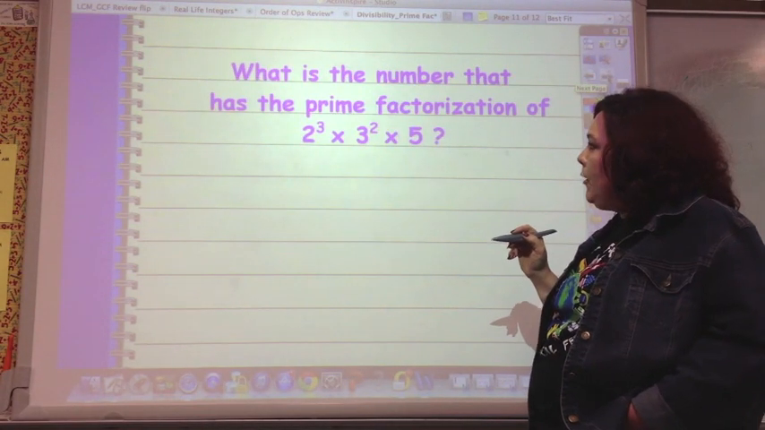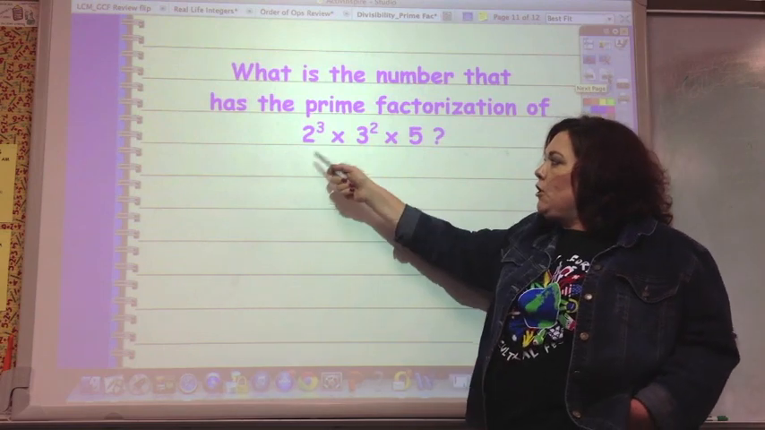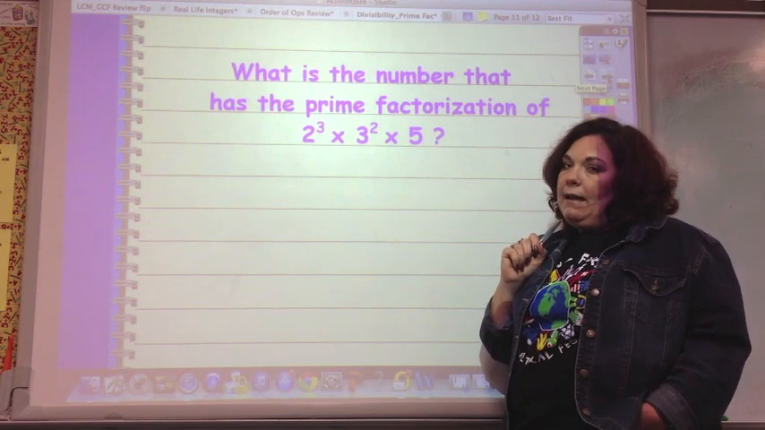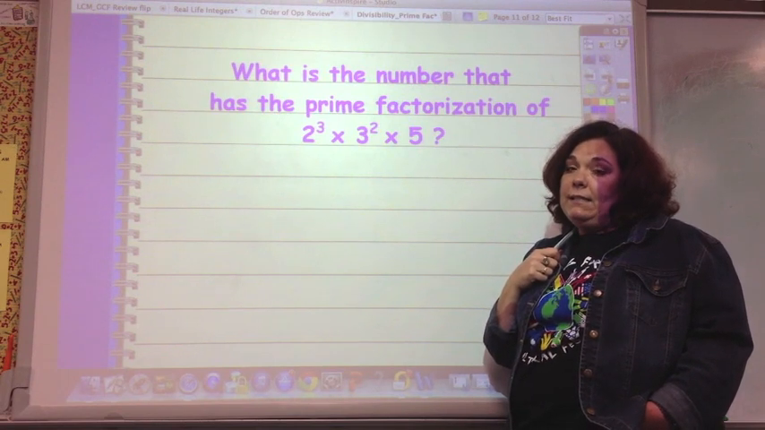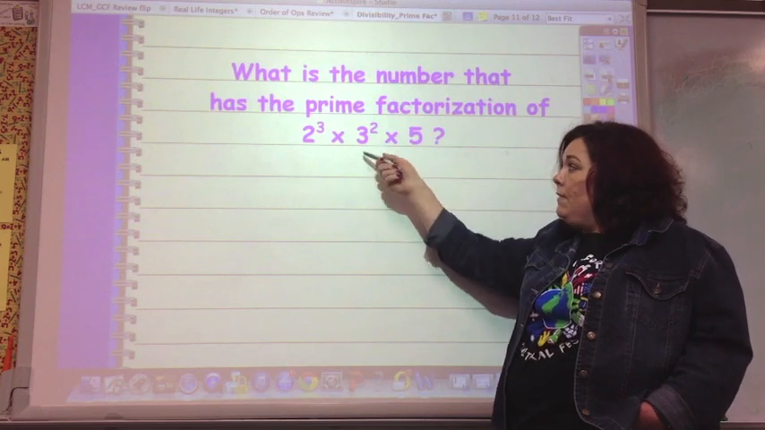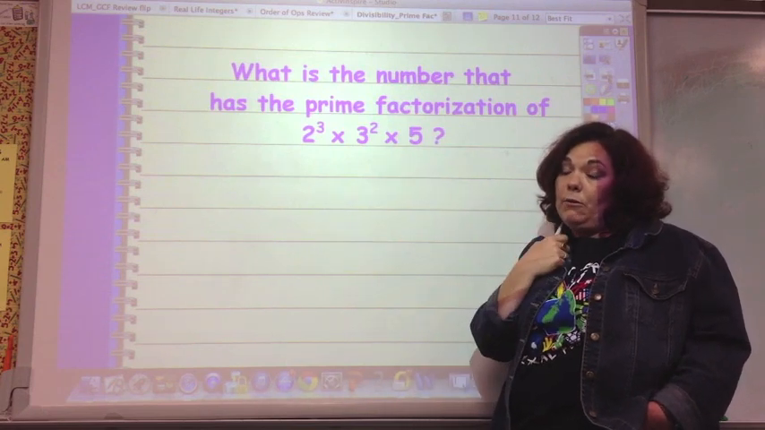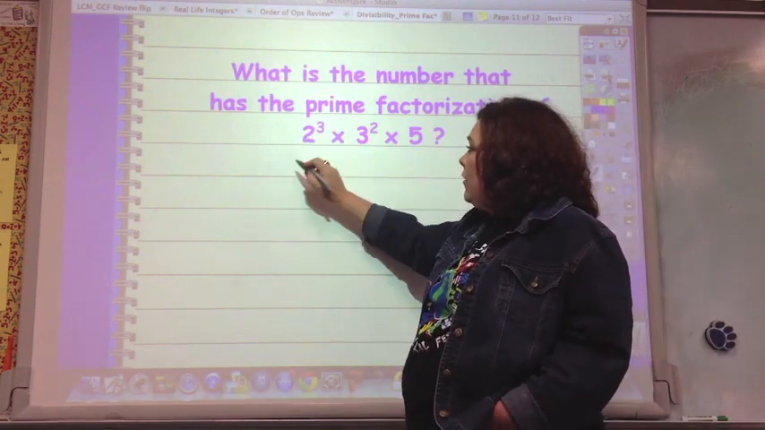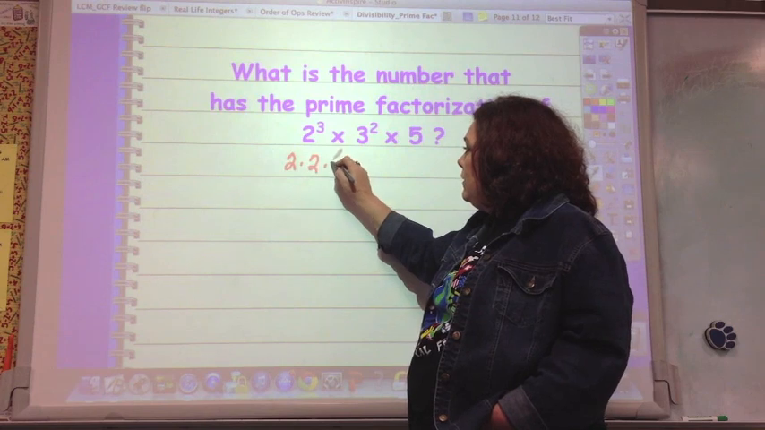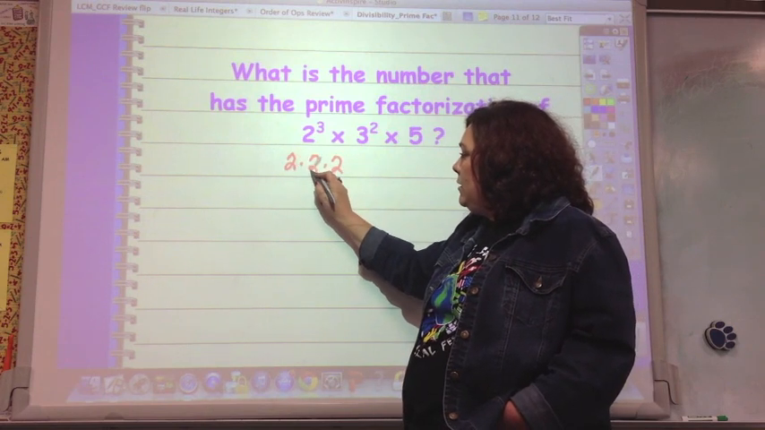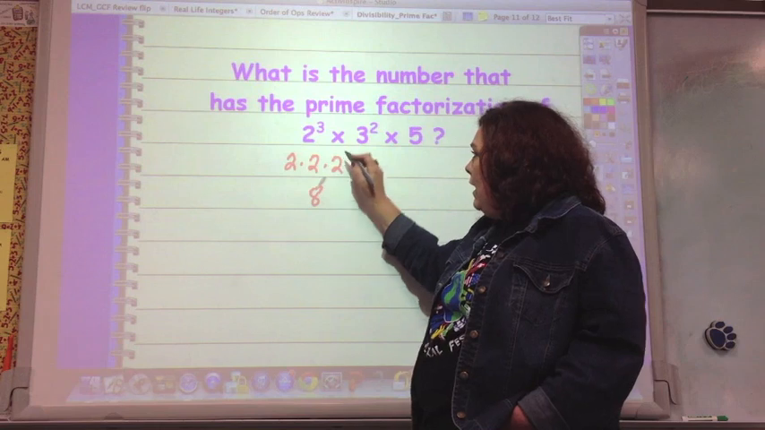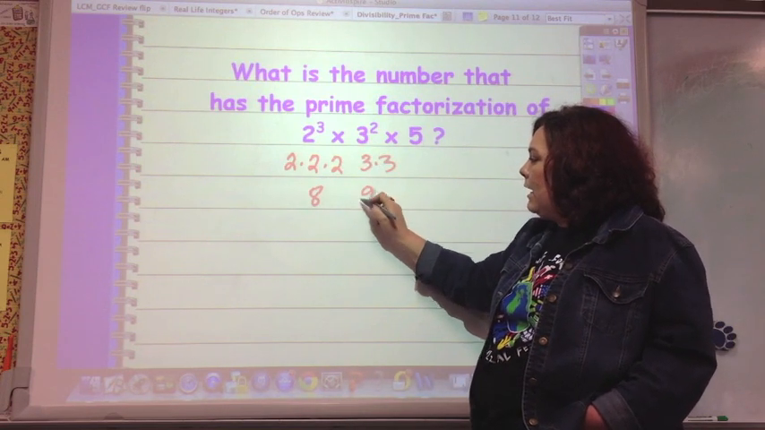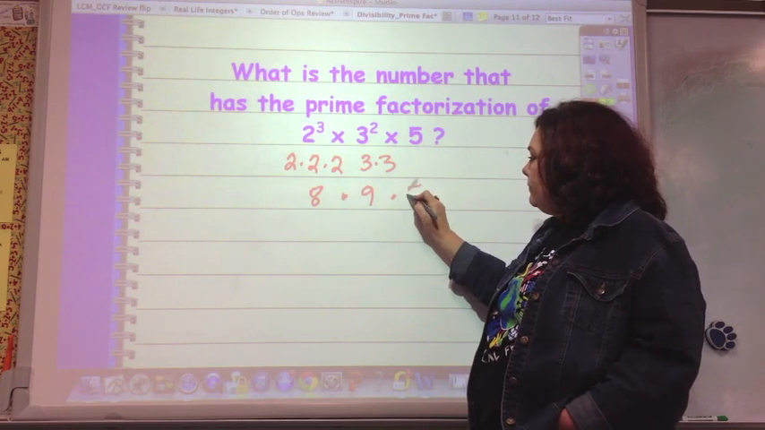So what is the number that has a prime factorization of 2 to the third times 3 to the second times 5? This is another way that you might be asked. Or if this is an answer choice, how can you work backwards to find out what number is correct? So 2 to the third is 2 times 2 times 2, and 2 times 2 is 4, times 2 is 8. And 3 to the second is 3 times 3, which is 9, times 5.